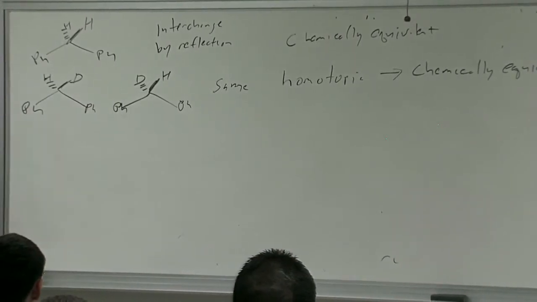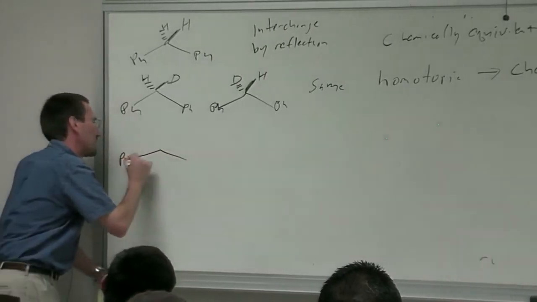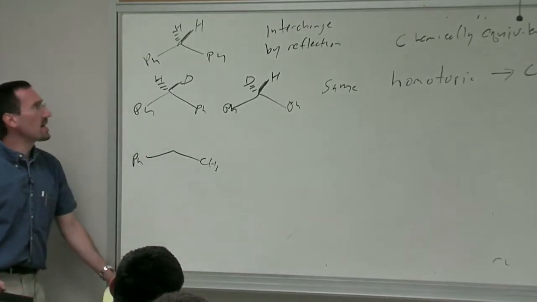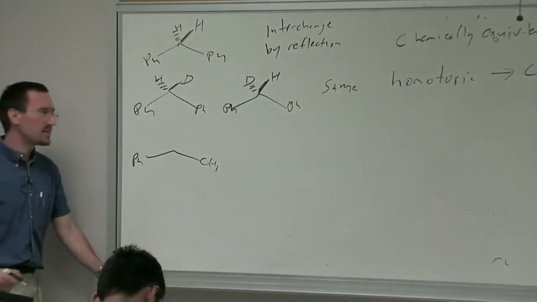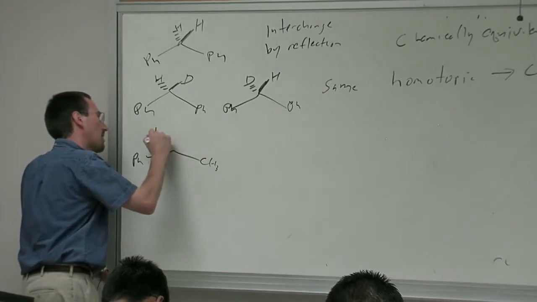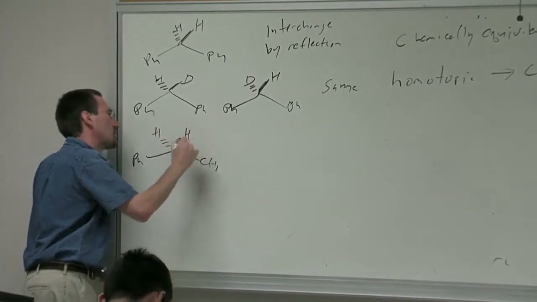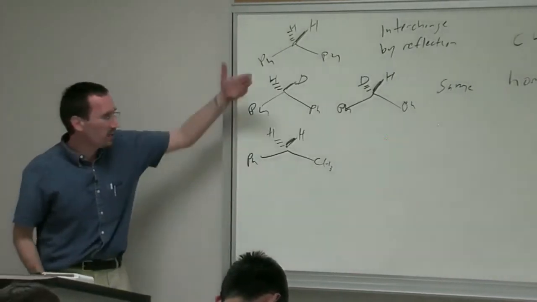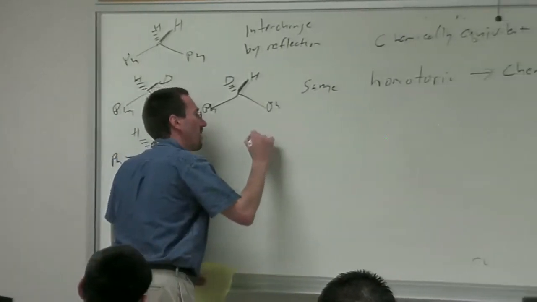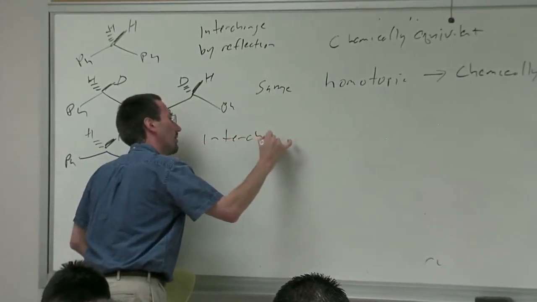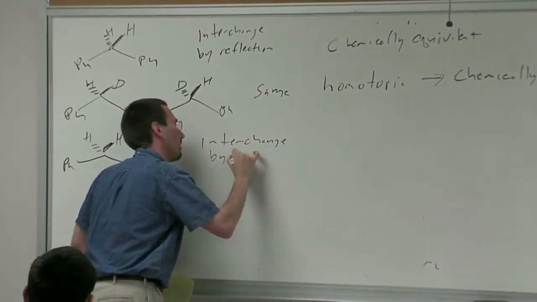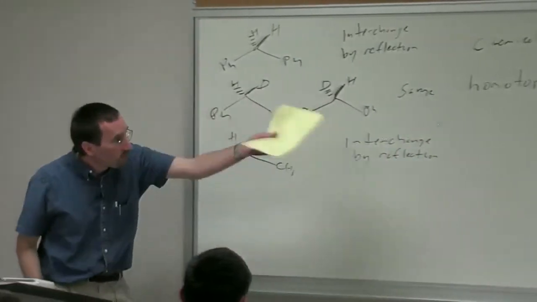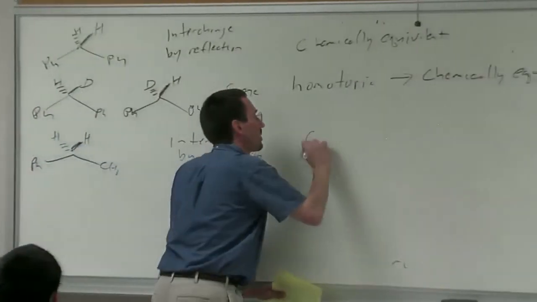Let's try another molecule. Obviously, these are trivial. So let's take, instead of diphenylmethane, let's take ethylbenzene. And again, we'll consider the methylene group. The two hydrogens of the methylene group still exchange by reflection. So they meet the criterion there. They're chemically equivalent.